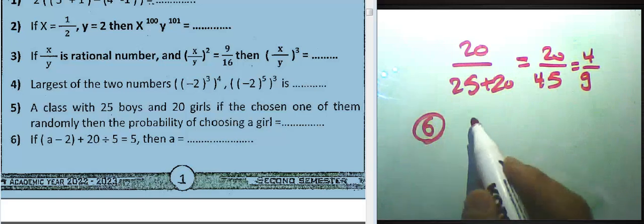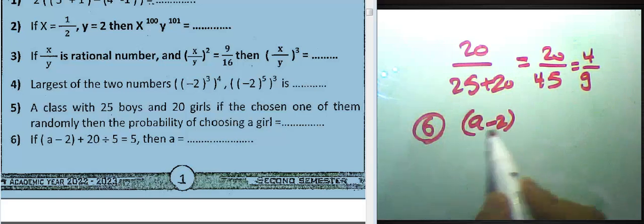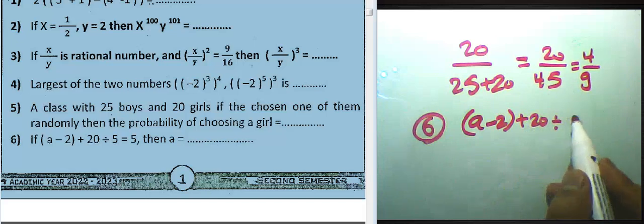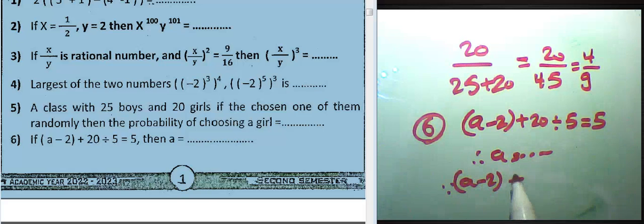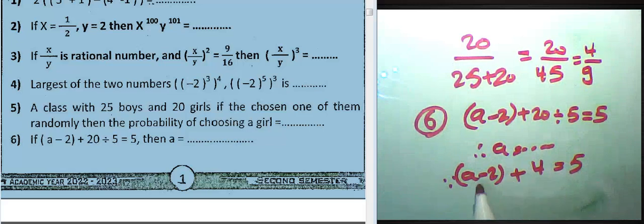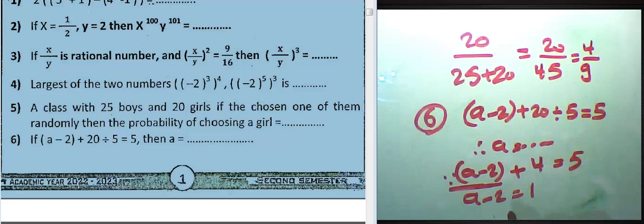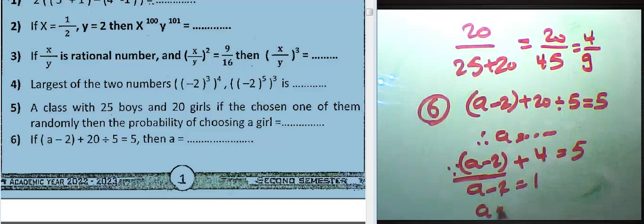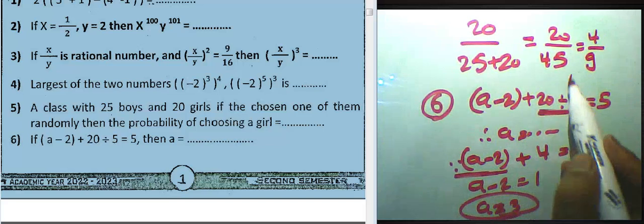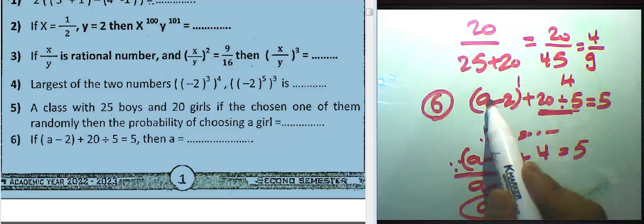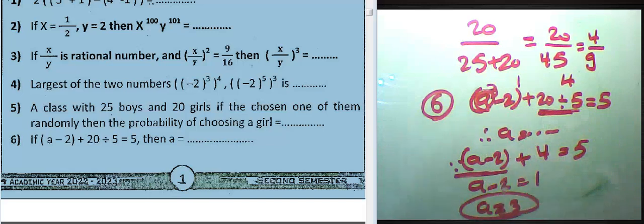Question number 6. If a minus 2 plus 20 divided by 5 equals 5, then a equals what? We know 20 divided by 5 equals 4, and it will be equal to 5, then 4 plus 1 equals 5. Then a minus 2 must be equal to 1. So a equals what? 3 minus 2 equals 1. Then a will be equal to 3. Again, 20 divided by 5 equals 4, 4 plus 1 equals 5, 1 equals 3 minus 2, then a will be 3.